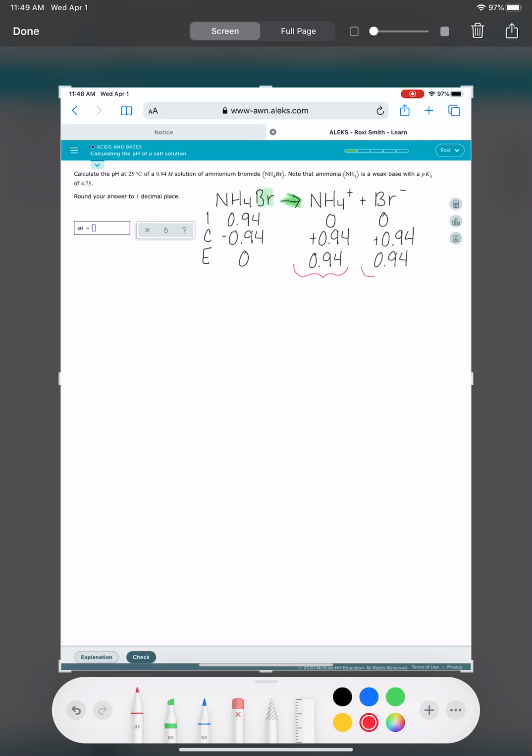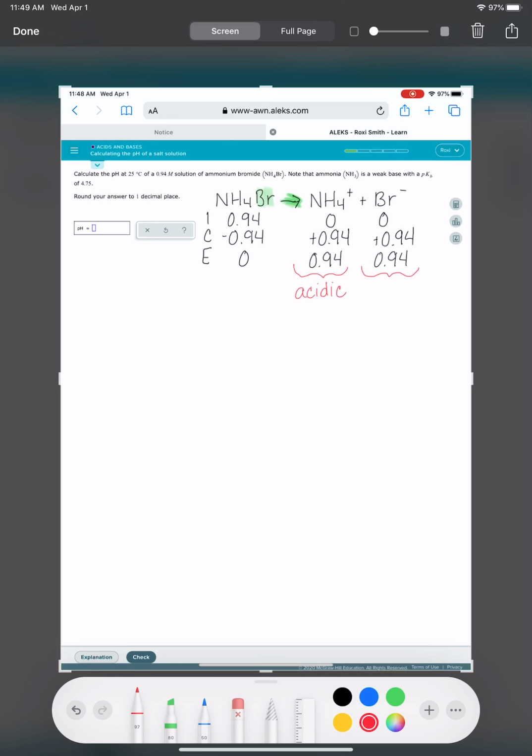Second thing that we have to do is figure out, from the products of this dissociation, the NH4 plus and the Br minus, what are they? Are they acidic? Are they basic? Are they neutral? So this is where you would need to go back to your notes, 16.10, and look at cations first. Cations can either be neutral or acidic. You have a list of neutral cations, and NH4 plus is not one of them. So that means that this cation is acidic.